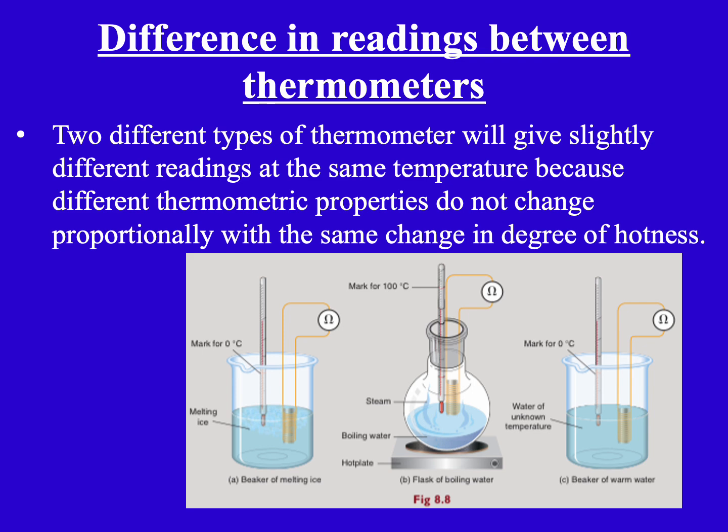Two different types of thermometers should give different readings at the same temperature, because what we say is that different thermometric properties do not change proportionally with the same degree of hotness. So if we measured, for example, two different thermometric properties, the resistance of a coil of wire being one property, and the length of a column of liquid being the other thermometric property, somewhere in between they are not going to exactly match up, and that is expected.